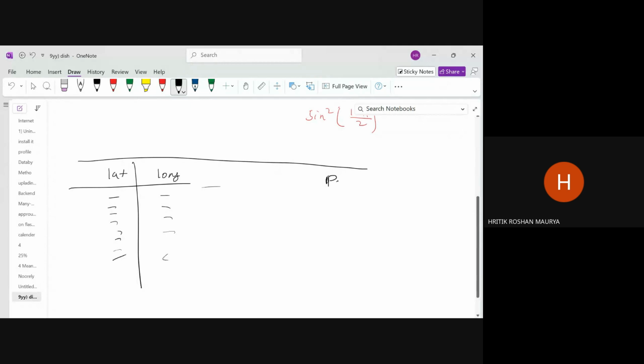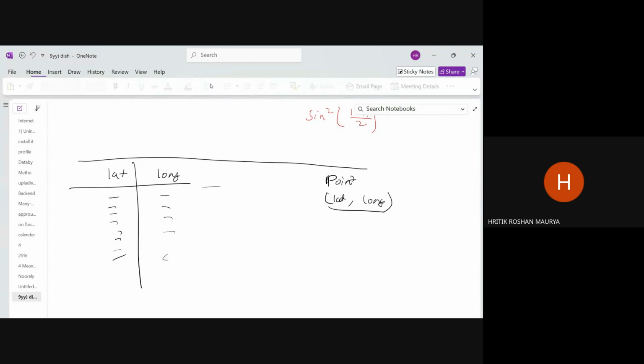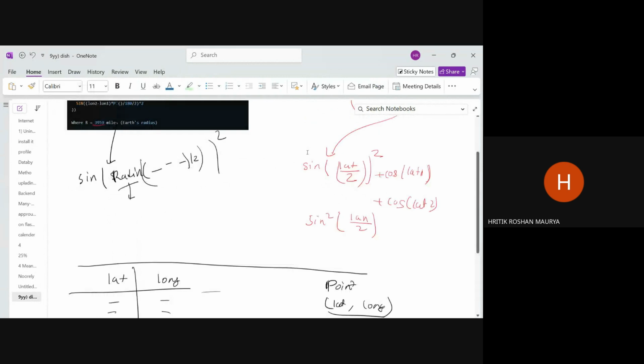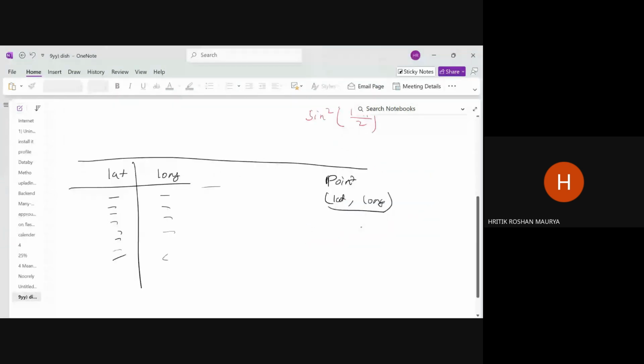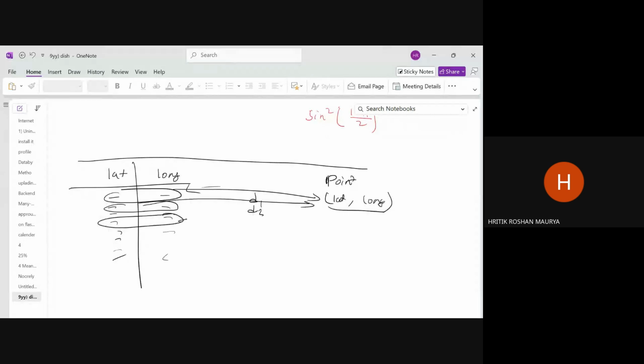But there is one point given, whose latitude and longitude are given. Pick this latitude and longitude instead of this latitude and longitude. For each data point, for these two data points, calculate the distance. For these two data points, calculate the distance. For these two data points, calculate the distance. And after doing all the calculations, just find the minimum distance.